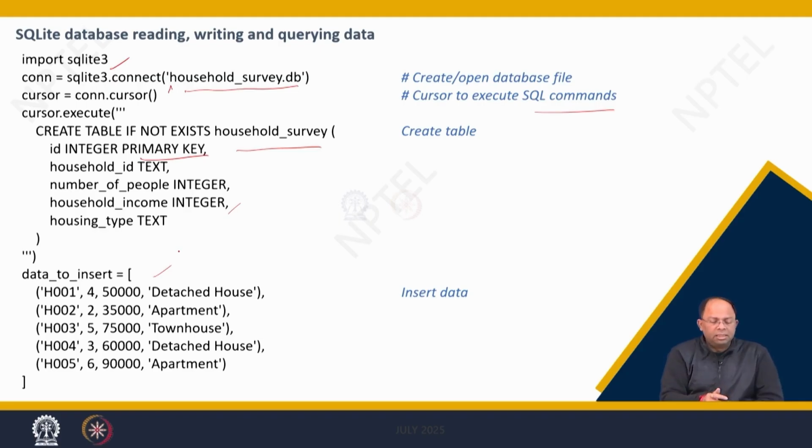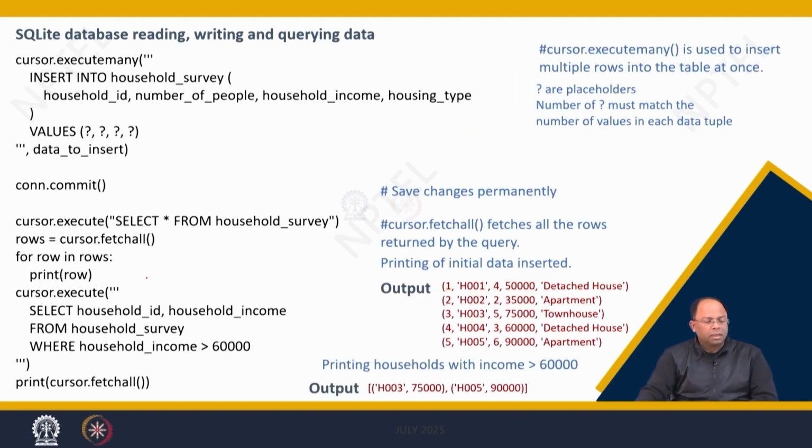First I create a data structure where I'm storing all these values. Data_to_insert is that particular data structure in this case, and we are storing the values in it. Then the cursor.executemany command allows us to insert multiple rows into the table at once. I can put what data to add, that is data_to_insert, right? But of course, we have to give it in a format. That means INSERT INTO household_survey, similar to the SQL statements which we have learnt earlier.